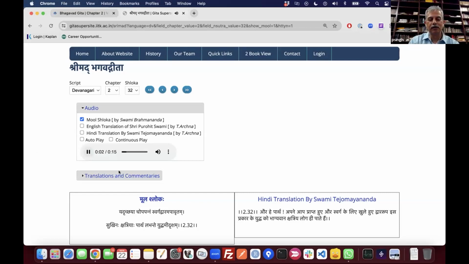यदृच्छया चोपपन्नम् स्वर्गद्वारमपावृतम् सुखिनः क्षत्रियाः पार्थ लभन्ते युद्धमीदृशम्.